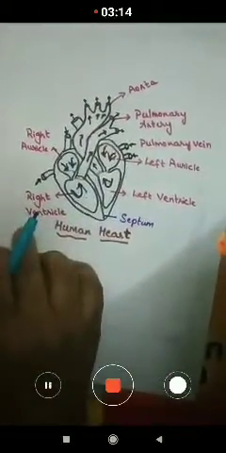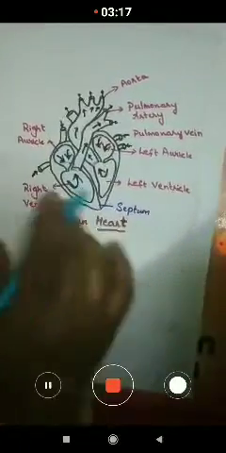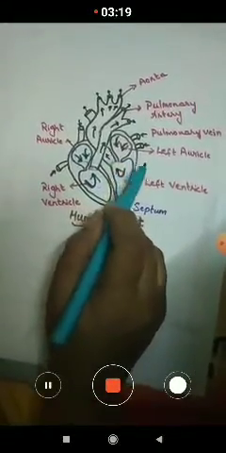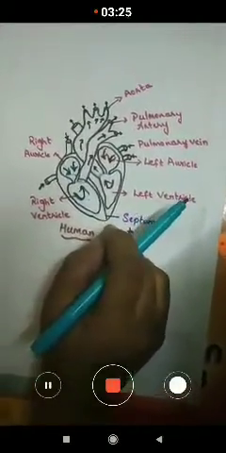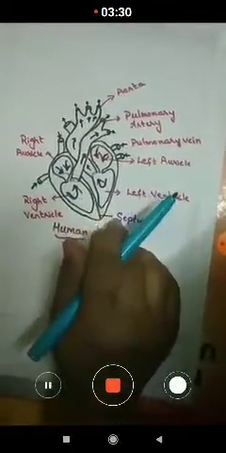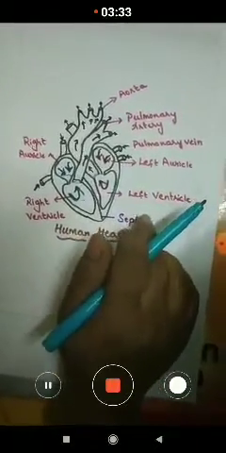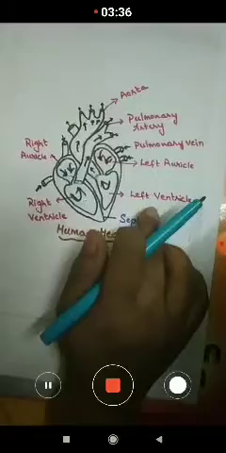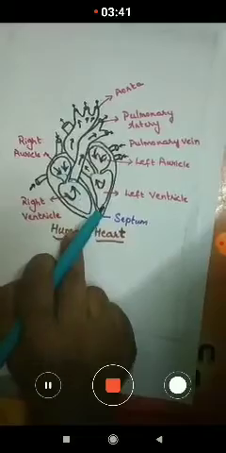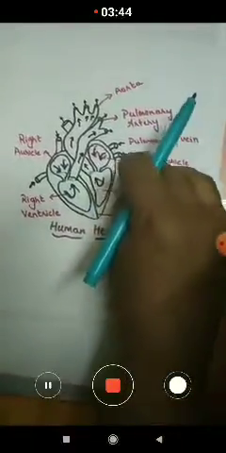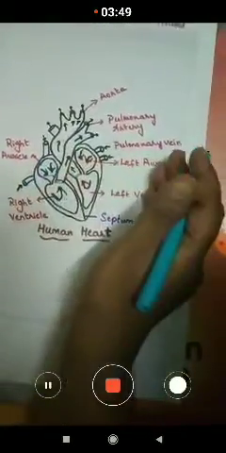So now arteries, what are these arteries? Arteries are elastic and thick walled, and they are present deep below the skin. Arteries carry oxygenated blood. That means they carry the oxygenated blood away from the heart.